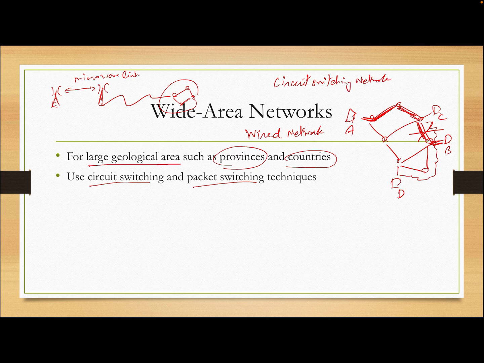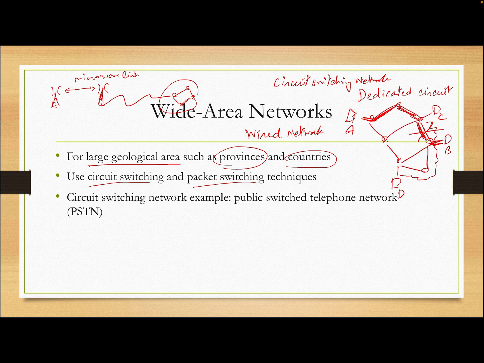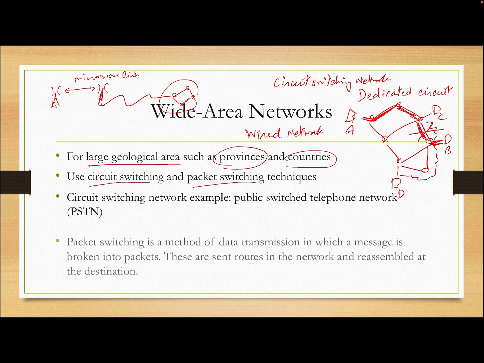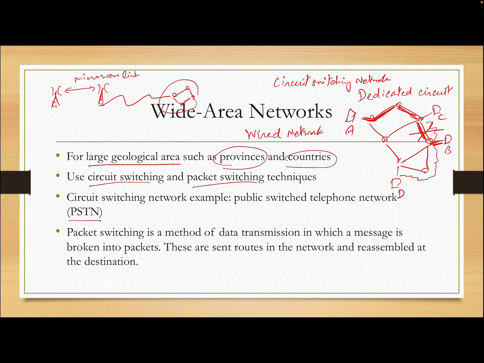Okay, so because this is a dedicated circuit, it means that if someone is using that connection, no one else can use it. Now the example of circuit switching is the public switch telephone network. This is the network at home, the 02 number at home. Sometimes we call it PSTN, short for public switch telephone network.